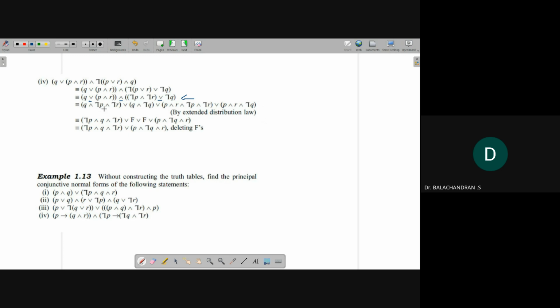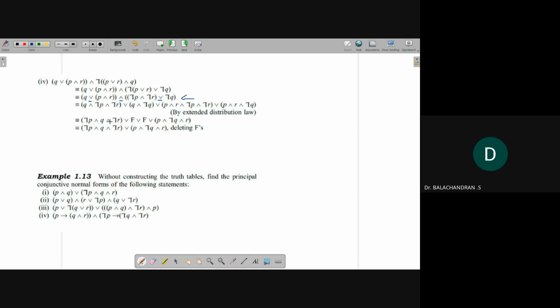Now, this element, this is what? Negation P and Q and negation R. This is false. Here, this is also false because everywhere it is AND. So P and negation P is also false. R and negation P, R is also what? False. R, P and negation Q and R.